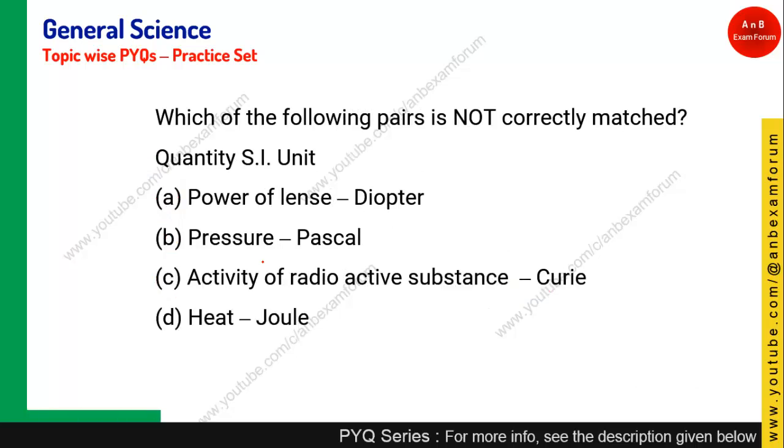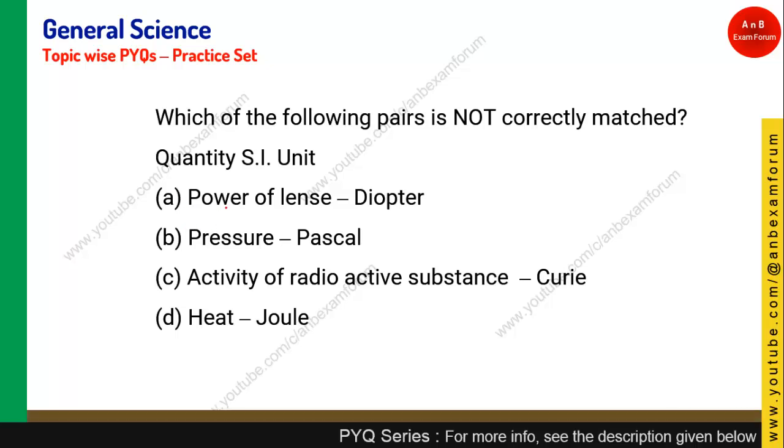Let's see the next question. Which one of the following pairs is not correctly matched, quantity and SI unit? Let's see one by one. Again, you need to be very cautious, he is asking for not correctly matched. The power of lens, it is diopter. Very good, this is correct. Pressure, Pascal. Yes, Pascal is the SI unit of pressure.